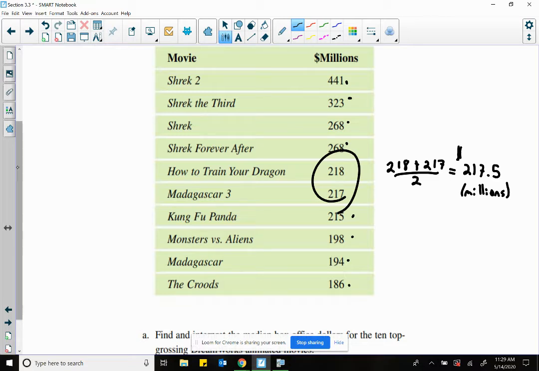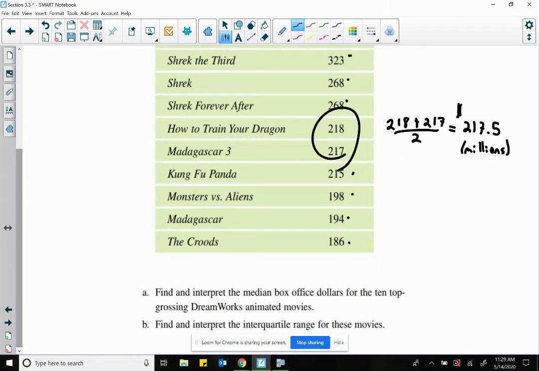So what does this mean? It means that a typical DreamWorks film made about $217.5 million. Instead of talking about it in terms of the mean, we talk about it in terms of the median. This is what we say is typical.